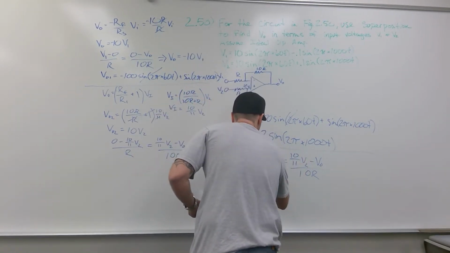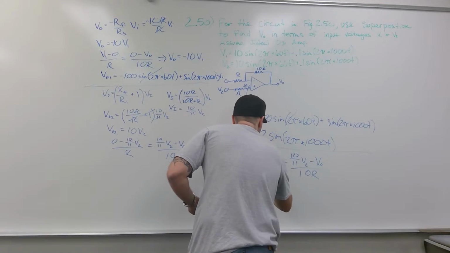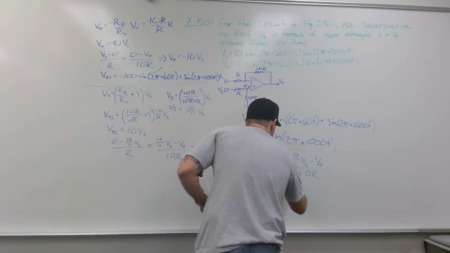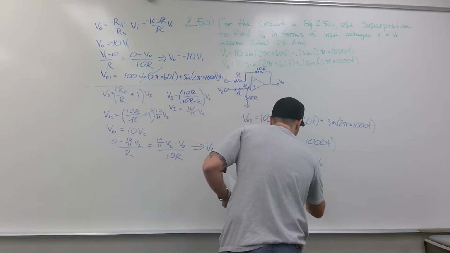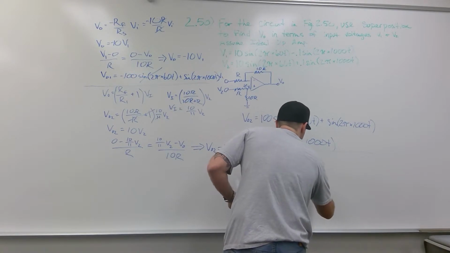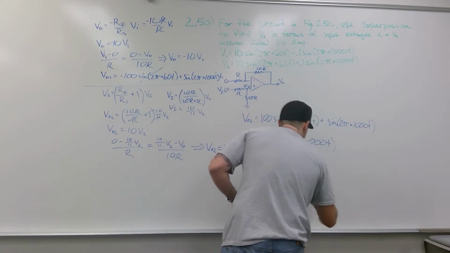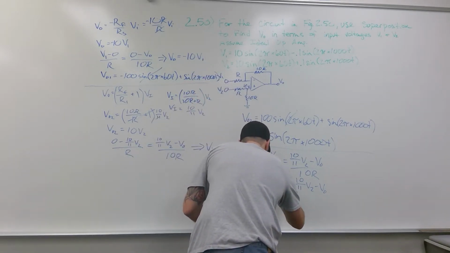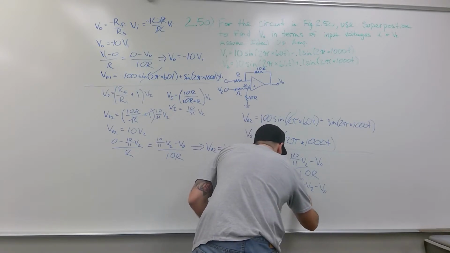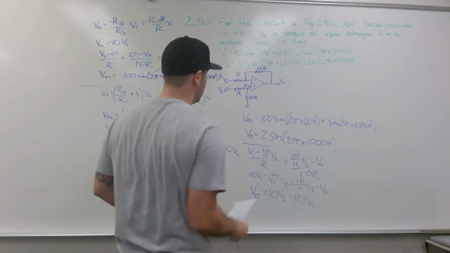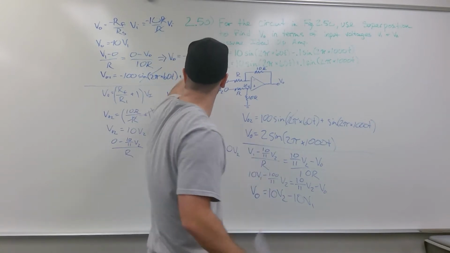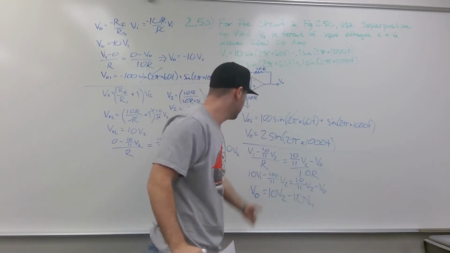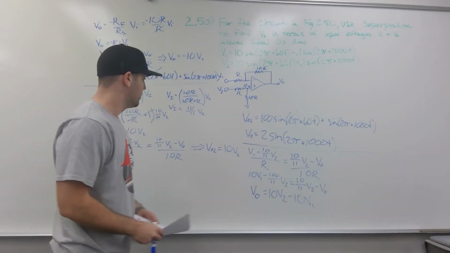So multiply this over here and you get 10 V1 minus 100 over 11 V2 equals 10 over 11 V2 minus V out, which will give you V out equals 10 V2 minus 10 V1. So that's exactly what we got before. Minus 10 V1 and 10 V2, and then just add them together to get V out. So that's it.